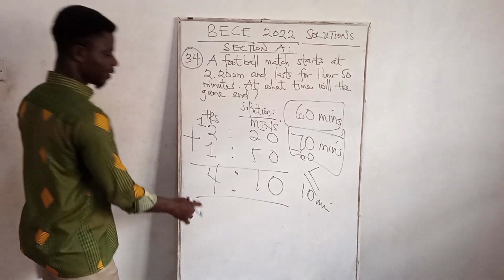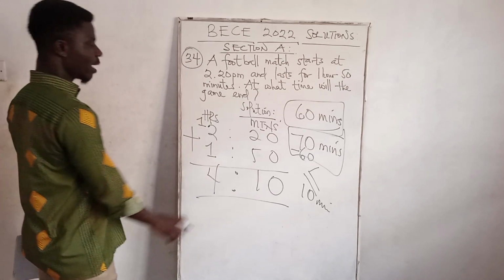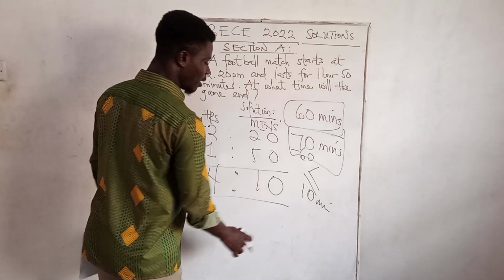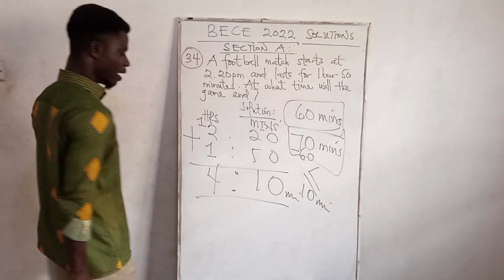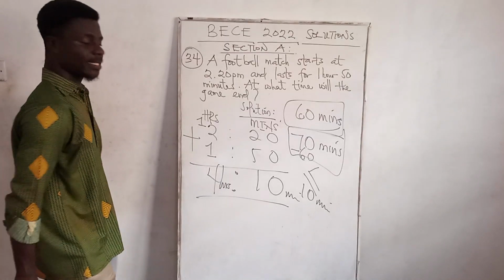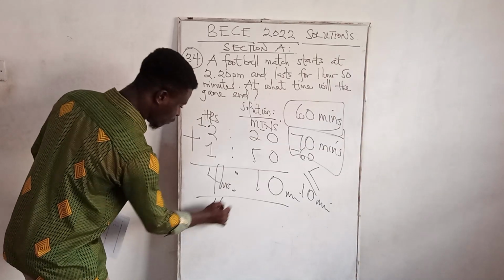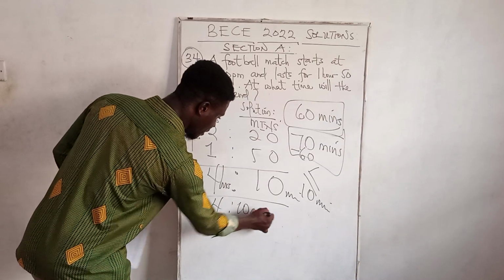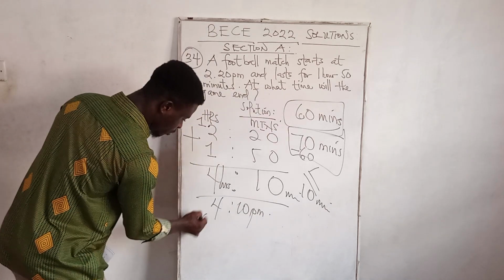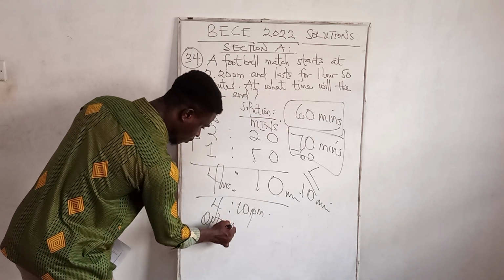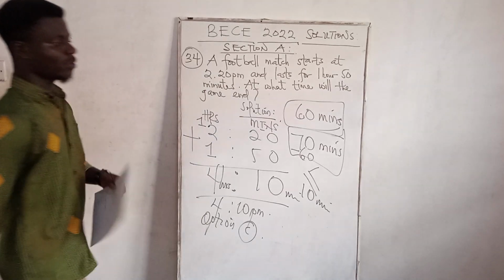So the game ends at what? 4 hours 10 minutes, which is 4:10 p.m. So our answer will be option C.